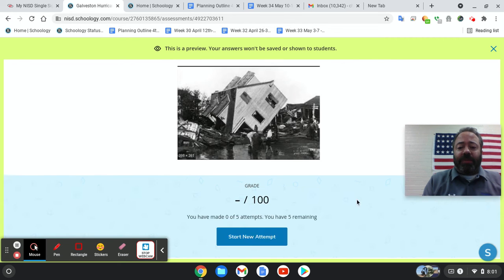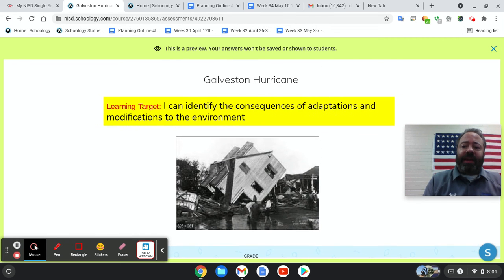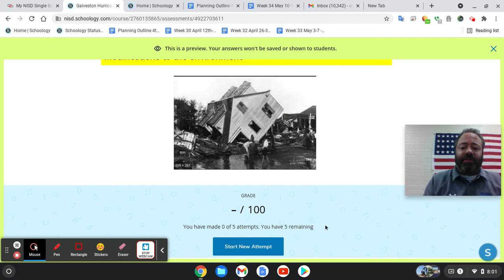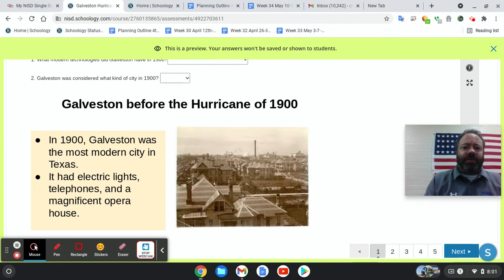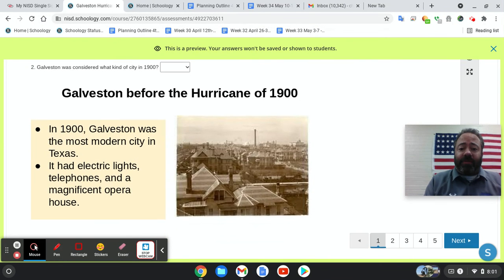And they're going to do some other things, but this is I can identify the consequences of adaptations and modifications to the environment, and we're just going to use the Galveston hurricane as an example. So we look here. We start with Galveston before the hurricane of 1900.